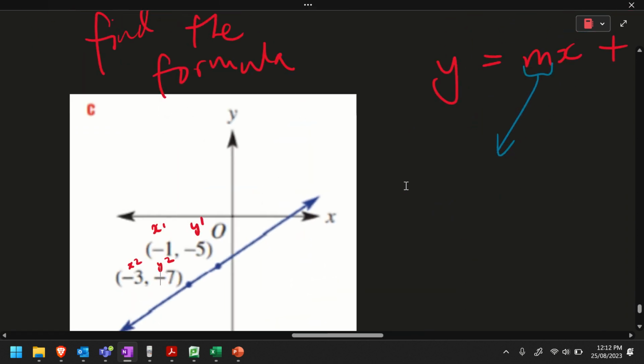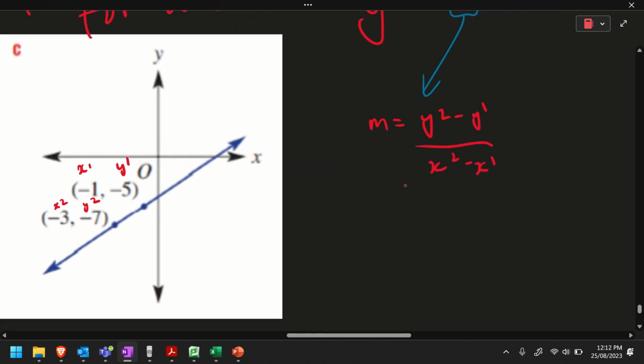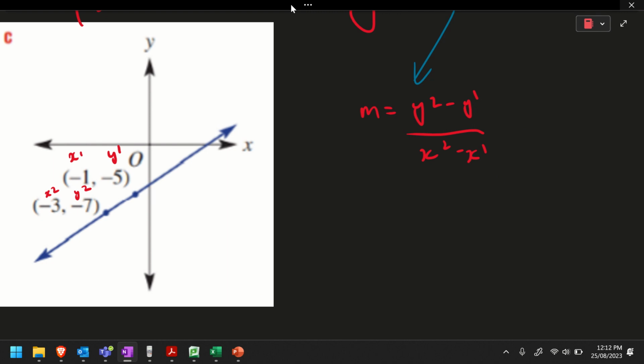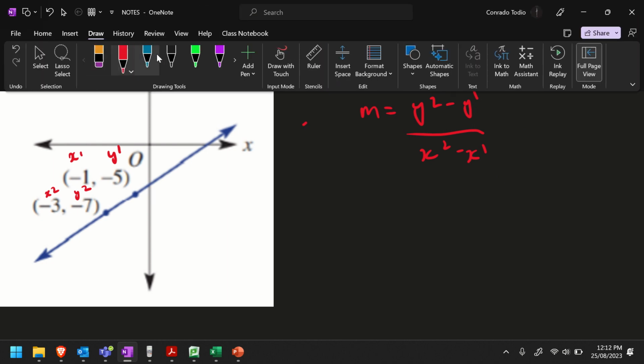Now remember, for the gradient formula, can anyone tell me what's the formula? M equals what? Y2 minus Y1 divided by X2 minus X1. Alright, so now we replace the letters with the numbers.